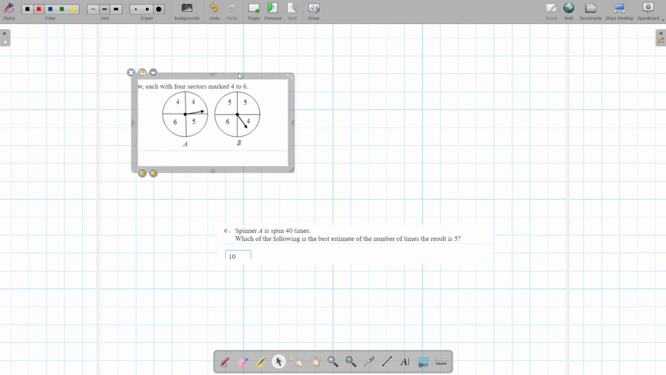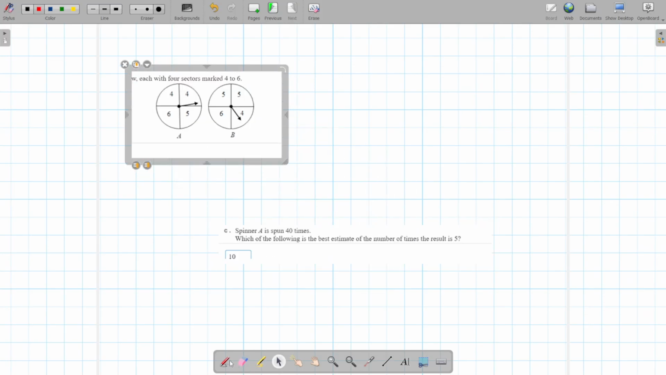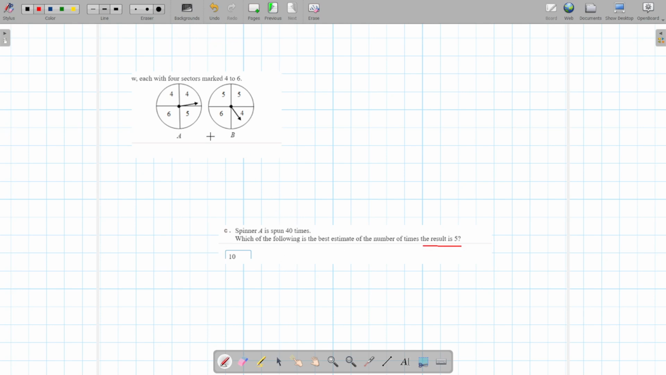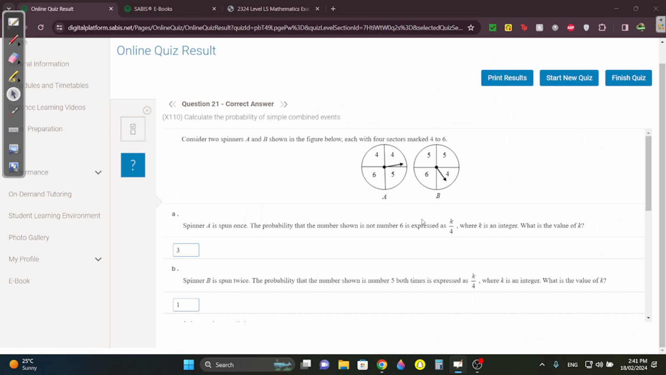Okay. Spinner A is spun 40 times. Which of the following is the estimate that it's 5? Okay, spinner A. What's the probability it gets 5? It's one 5 out of 4 numbers. So 1 over 4 are 5. Right? So the probability of getting a 5 equals 1 over 4. But it's spun 40 times. So this is 1 over 4 times 40. That's it. And you get, cancel, cancel, it's 10. Yeah, that's it, really, that's it.